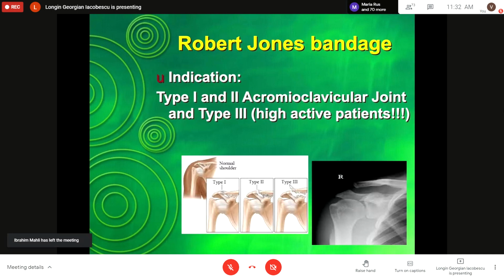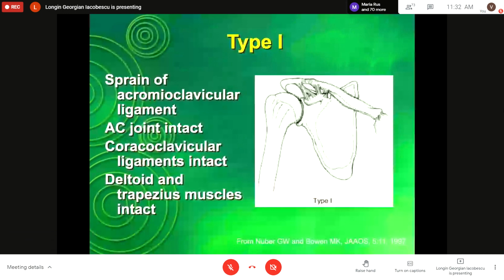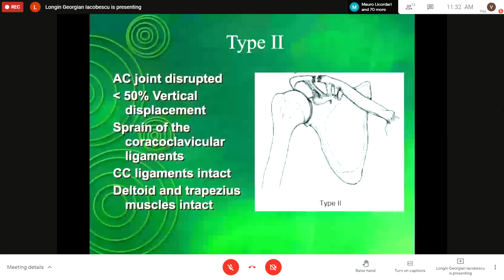As I already told you, type 1 is a strain of the acromioclavicular ligament. The acromioclavicular joint is intact, and the coracoclavicular ligaments are also intact. Deltoid and trapezoid muscles are also intact. In type 2, the acromioclavicular joint is disrupted. We have less than 50% vertical displacement of the clavicle compared to the other shoulder. We just have a sprain of the coracoclavicular ligaments, which are intact, and also the deltoid and trapezoid muscles are intact.